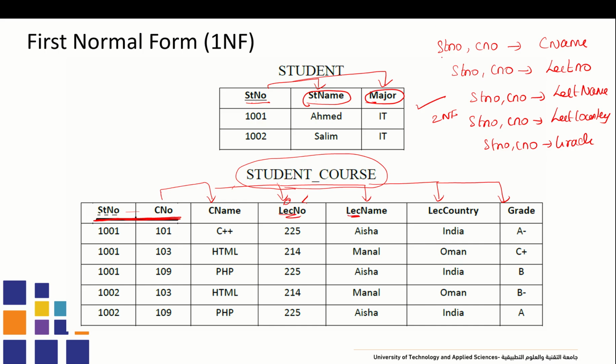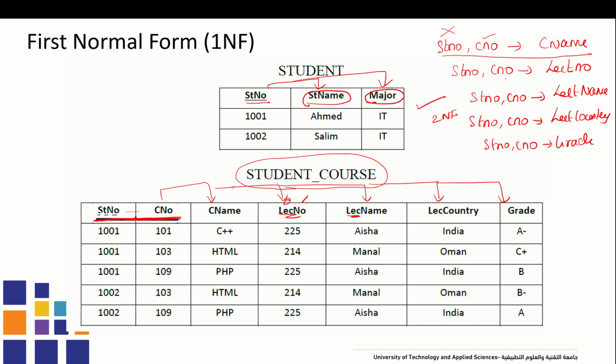But if the primary key is two attributes, then it should be fully functionally dependent. Now check, is this fully functionally dependent? Do I need the student number and course number to determine the course name? Course number alone is enough to determine the course name. Student number is not required. So if I am able to remove one attribute from the left side, then it is not fully functionally dependent, right?